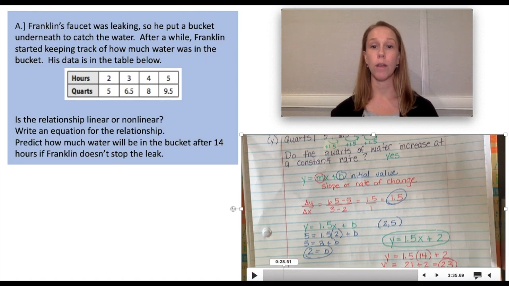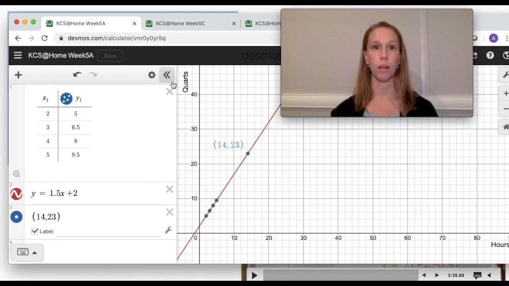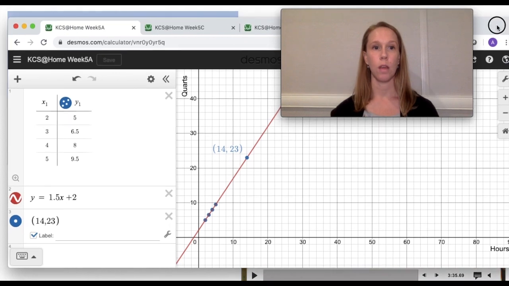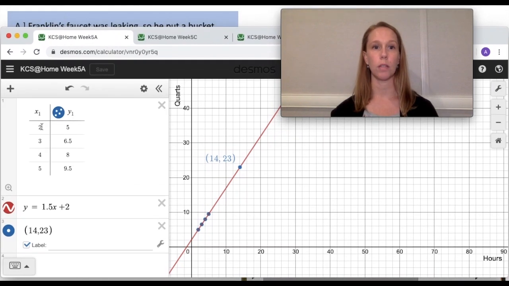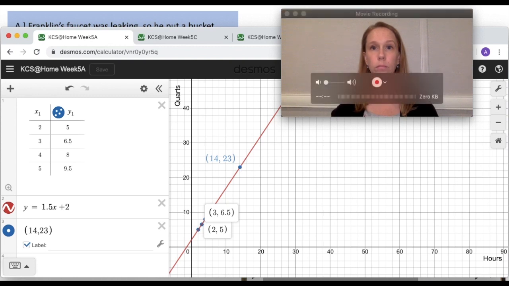So if I want to verify this with a graph, I can come over here to Desmos, and you can see here that I've put this table of values in, the equation that we created, and I can look at the line. You can see all of the points here from my table that are already on the graph, and I can look at where the x value is 14 and know that the y value is 23, so that verifies all the work that we did.